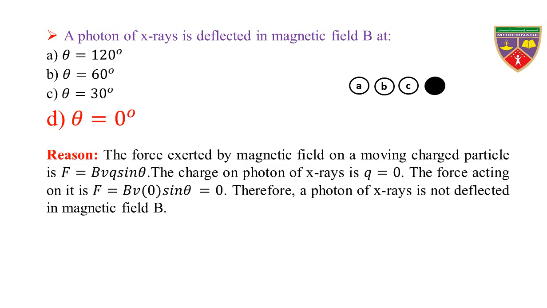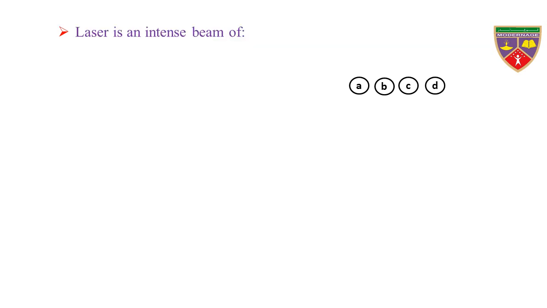Reason: the force exerted by a magnetic field on a moving charged particle is F equal to BVQ sine theta. The charge on a photon of X-ray is Q equal to 0. The force acting on it is F equal to BV0 into sine theta, equal to 0. Therefore, a photon of X-ray is not deflected in a magnetic field. Hence, the angle of deflection theta is equal to 0 degree.